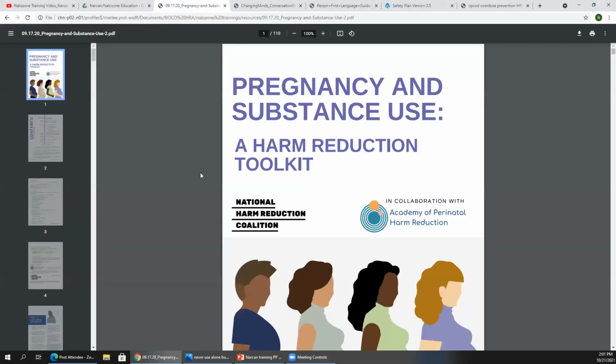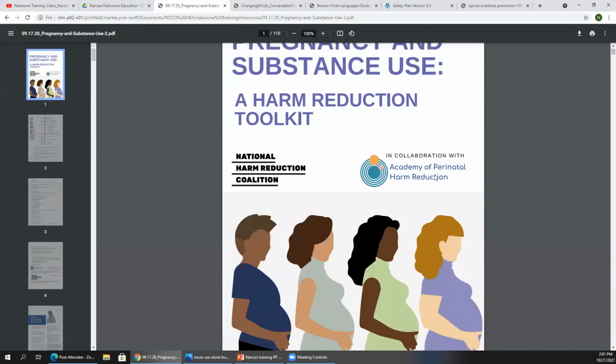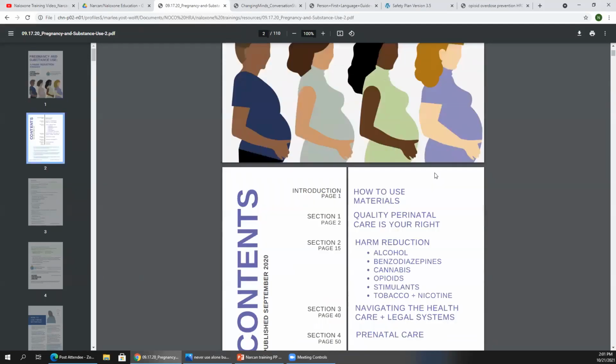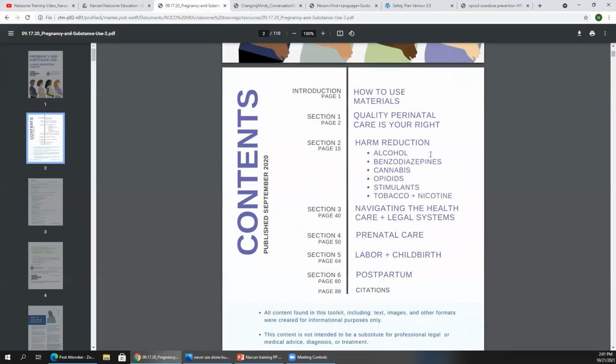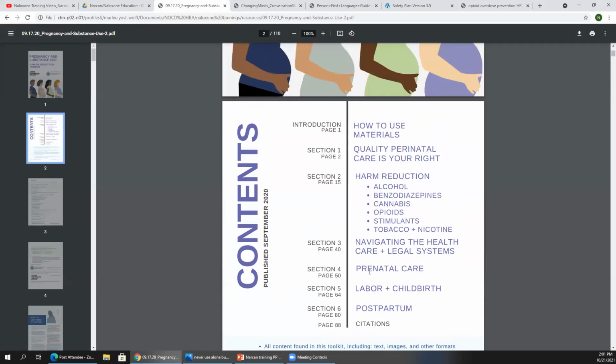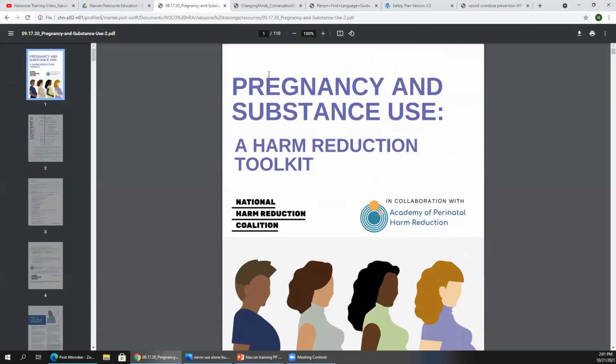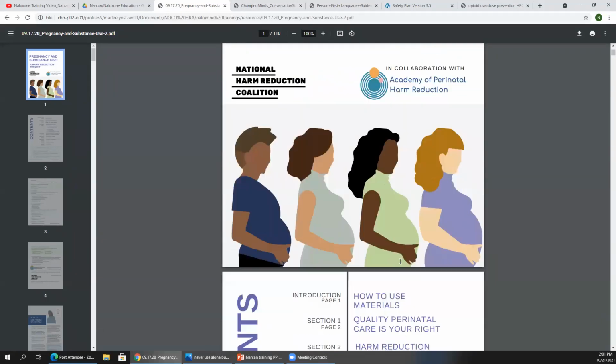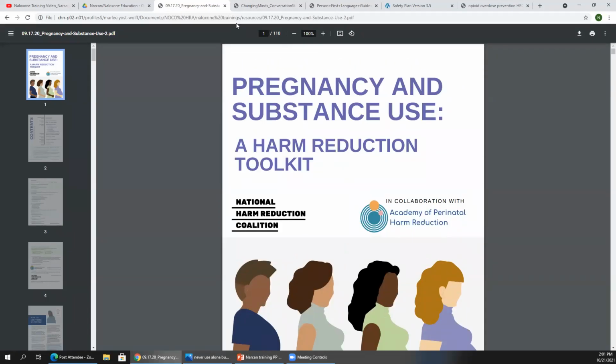Beautiful. So just some resources for you. The National Harm Reduction Coalition has a toolkit for pregnancy and substance use that is wildly informative. There's a lot in here that we didn't even touch on today. So I would encourage you all to check this out for your own knowledge and your conversations with your clients. A lot of it you likely already know too.